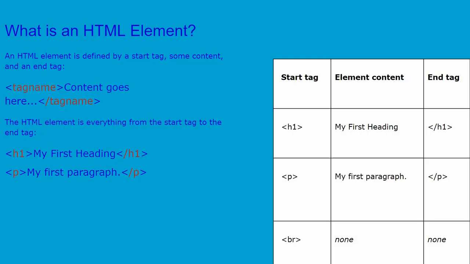There are a few tags like the h1 tag, p tag, and br tag. The h1 tag contains headings, and the p tag contains a paragraph, my first paragraph. These are just examples of content written in the middle of a paragraph tag, right?